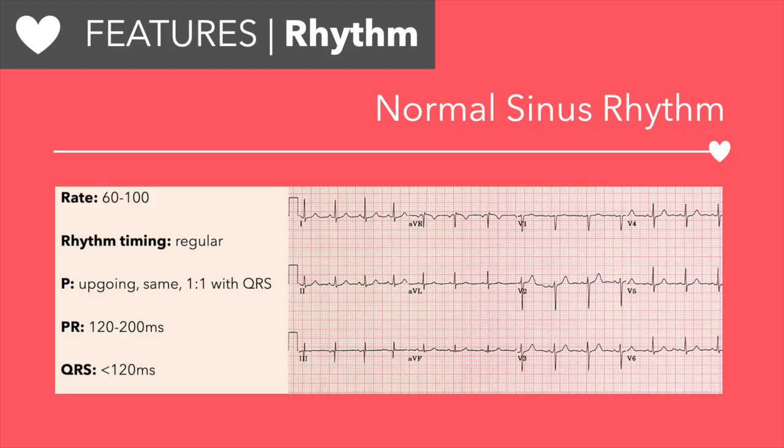The PR interval is 3 to 5 little squares, or that's 120 to 200 milliseconds, and the PR interval should be constant. As for the QRS complex, it would be narrow and less than 3 little squares, or less than 120 milliseconds. These are the features of normal sinus rhythm.